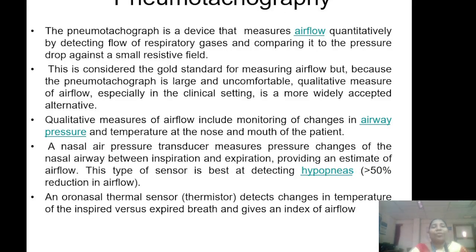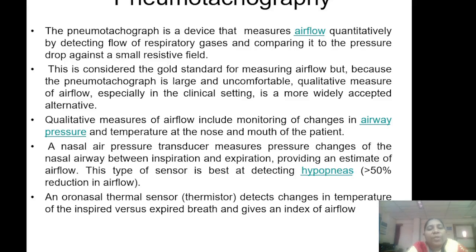The next signal we have is pneumotachography. What is meant by pneumotachography? Pneumotachograph is a device related to airflow. It measures the airflow quantitatively to detect the flow of respiratory gases, by comparing it to the pressure drop across a small resistive element. This pneumotachograph is considered a gold standard method for measuring airflow, although it is large and uncomfortable.